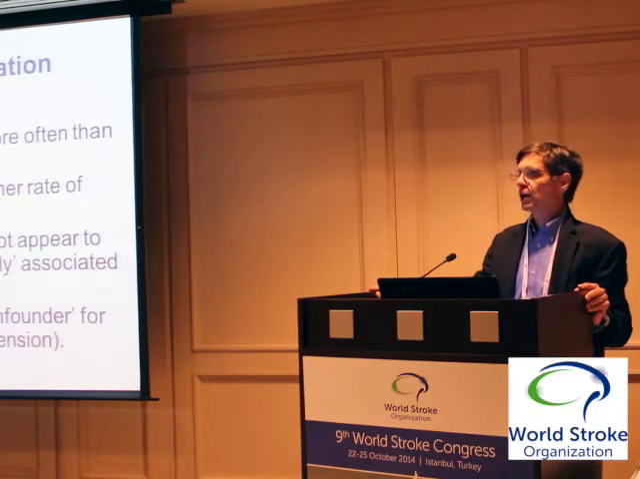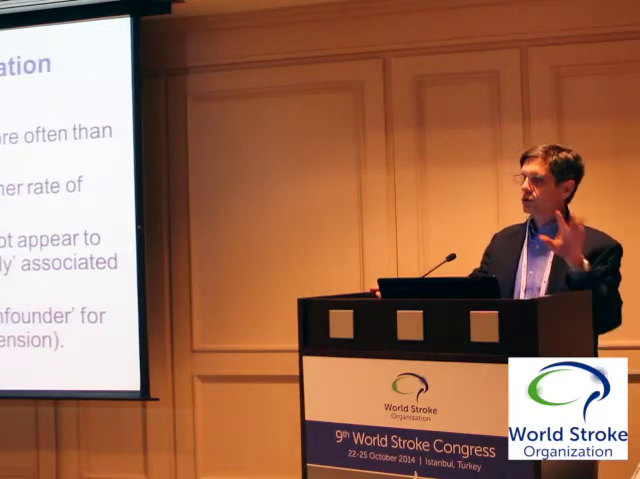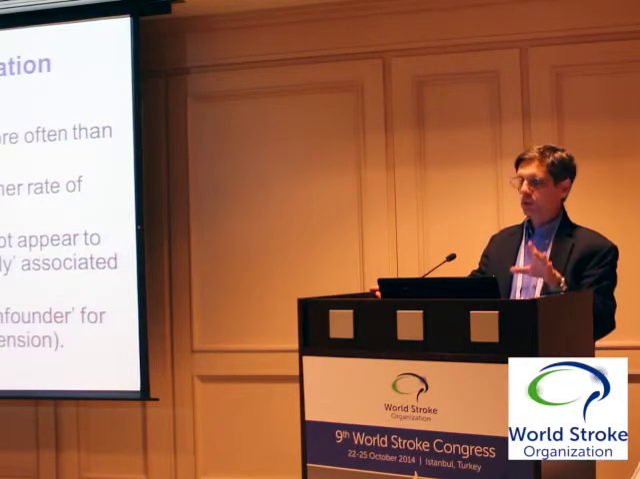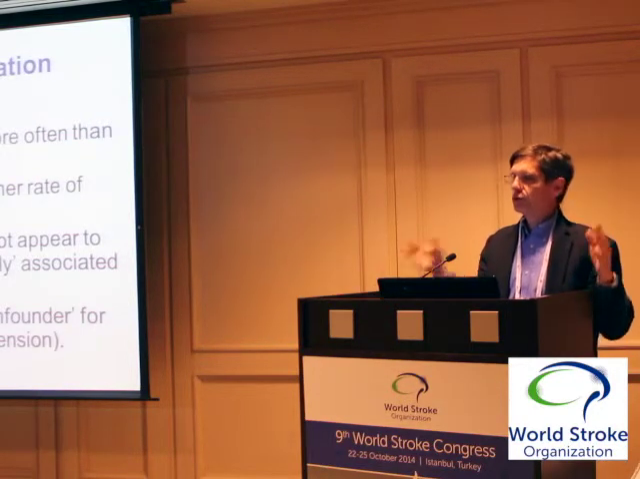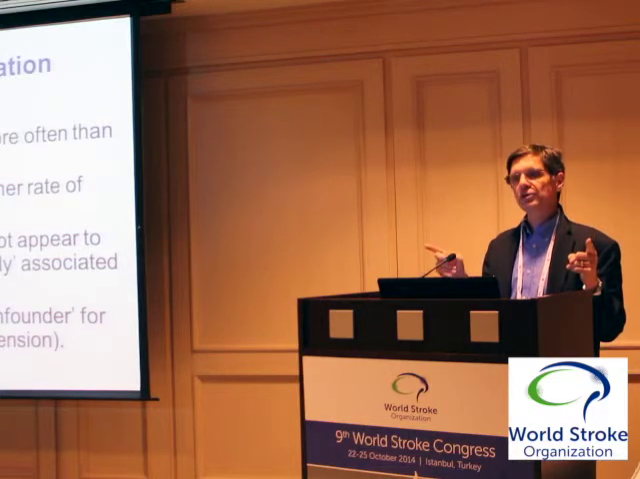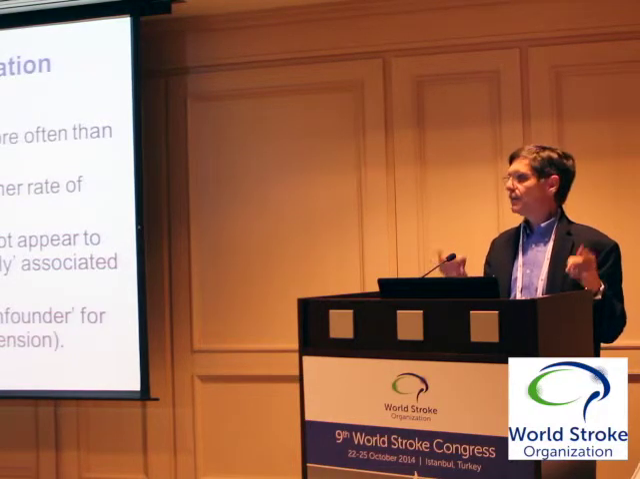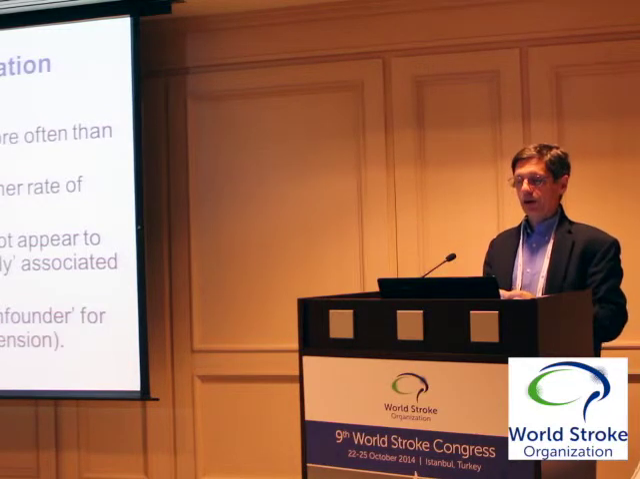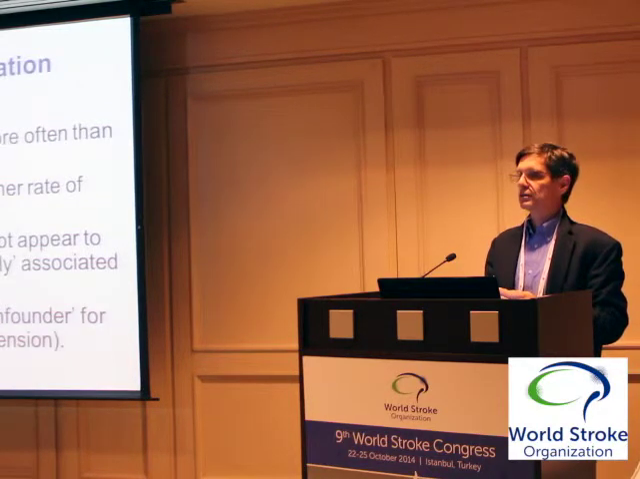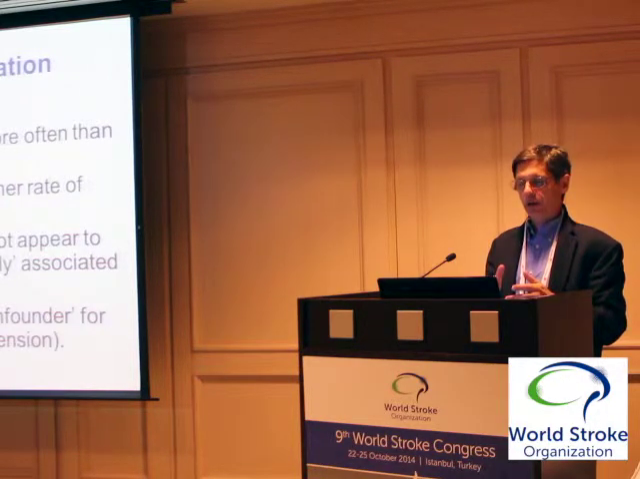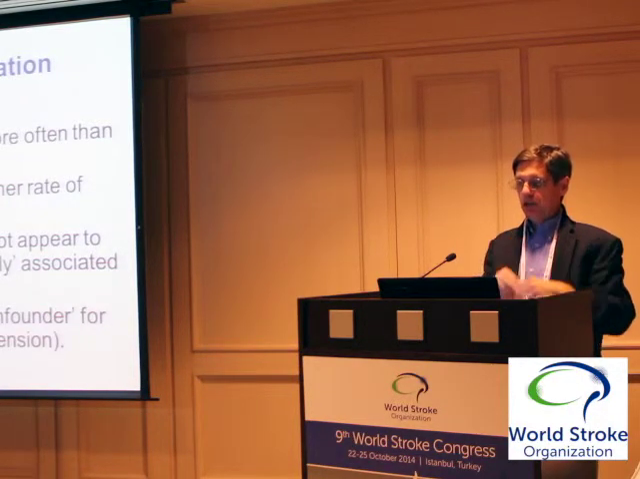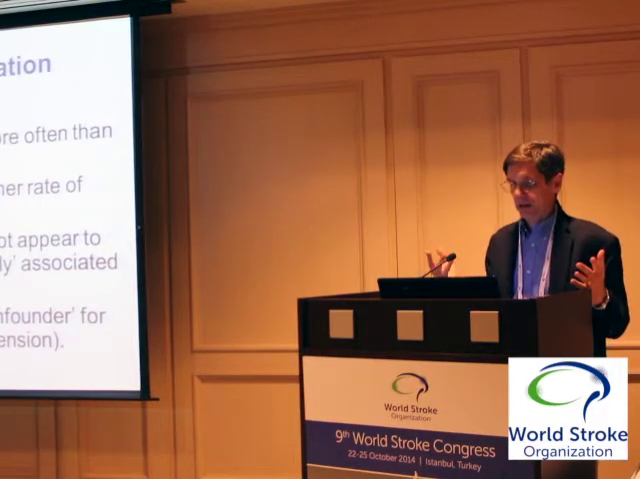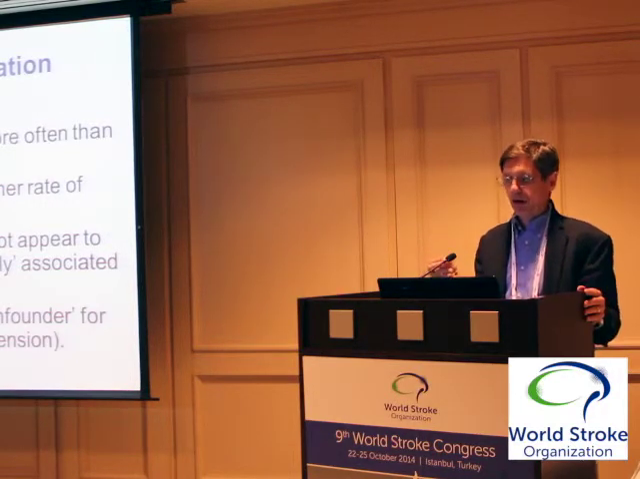Which then brings us to the concept of association. George already talked about this. We'll explore this in a little more detail. But association usually defines that two factors occur together more often than expected by chance alone. For example, African Americans have a higher rate of stroke than whites. Well, is that really something related to being African American? Because skin pigmentation does not appear to be mechanistically or causally associated with stroke.